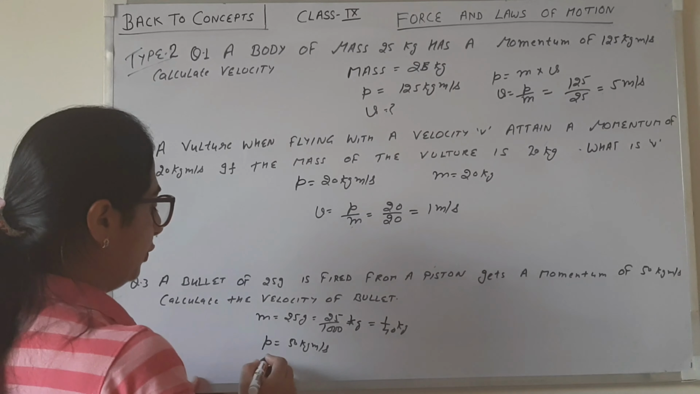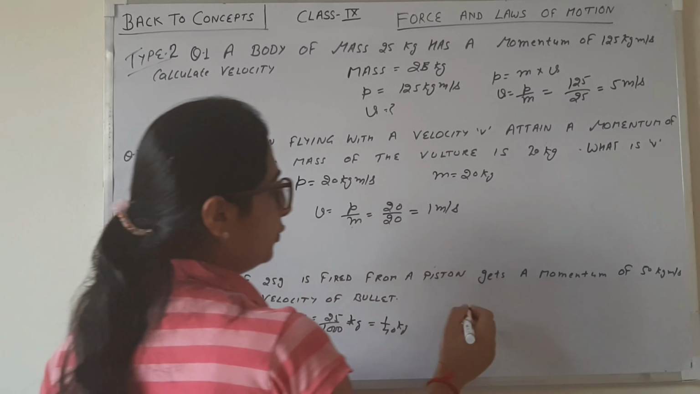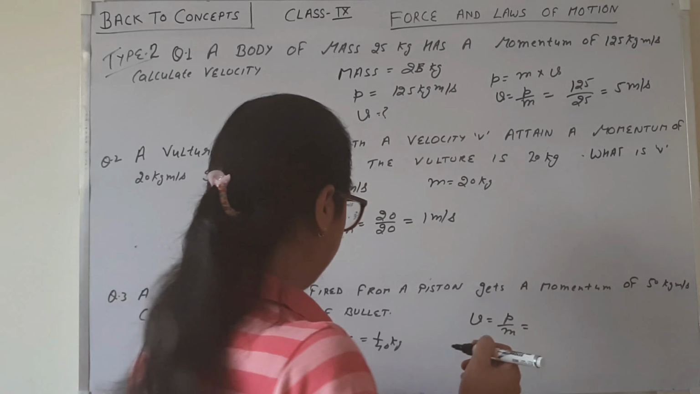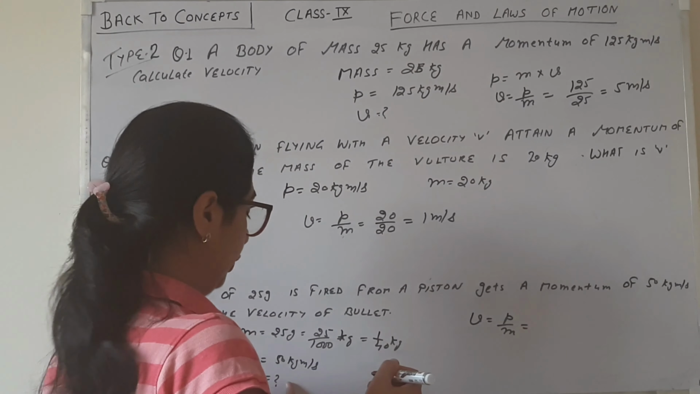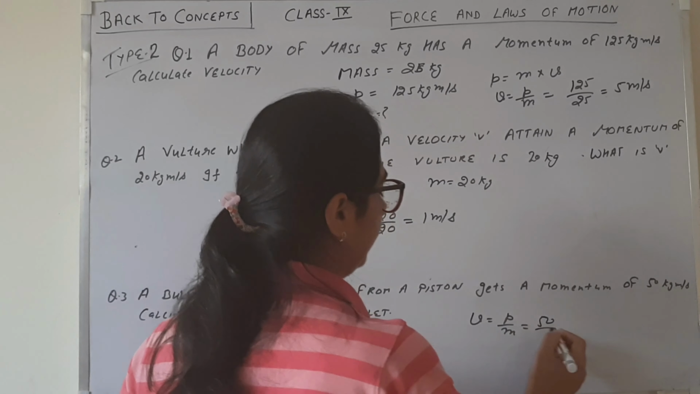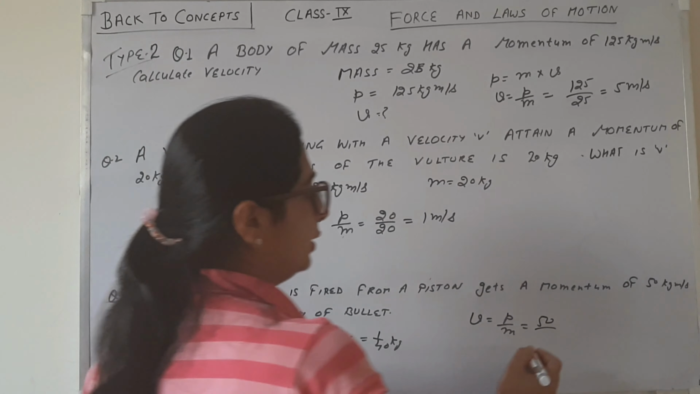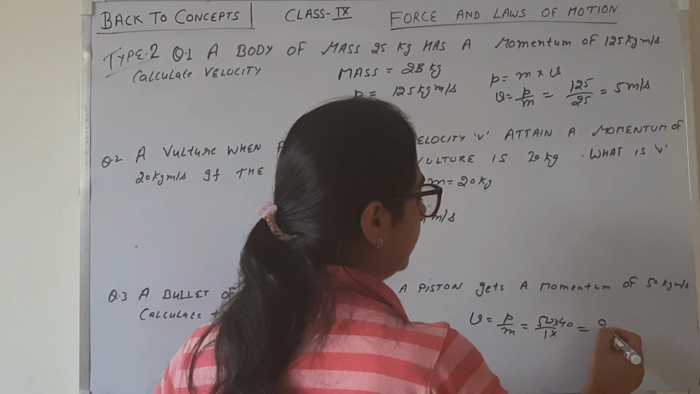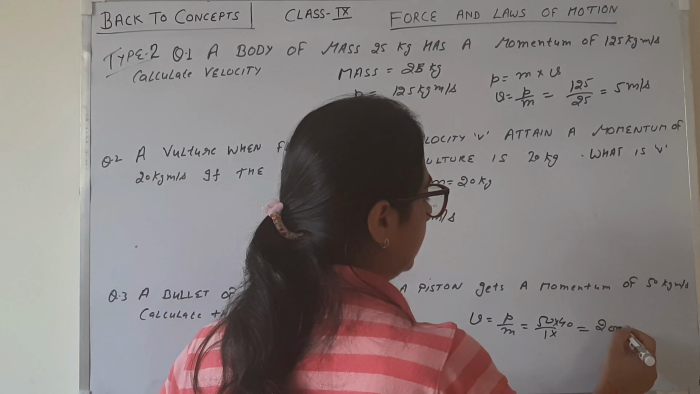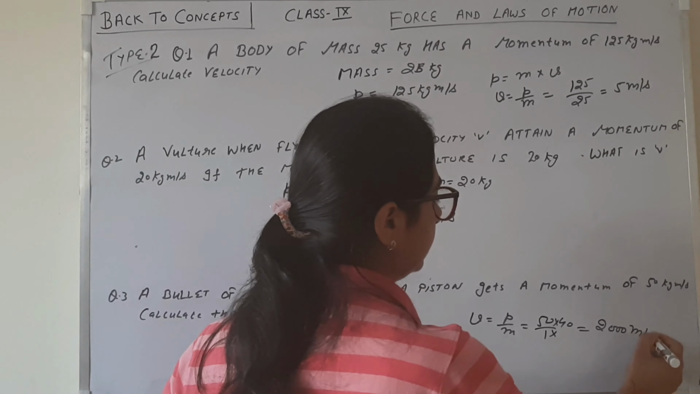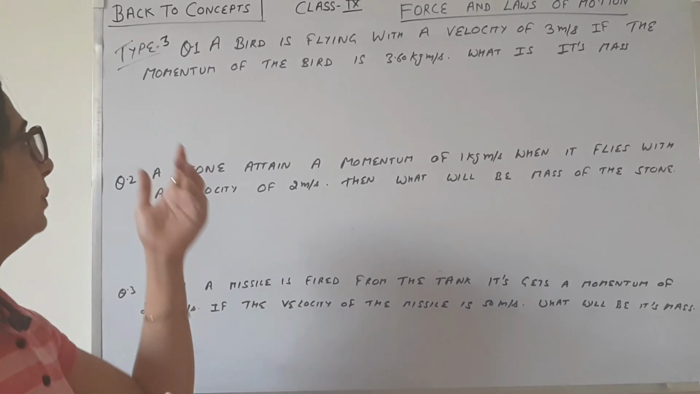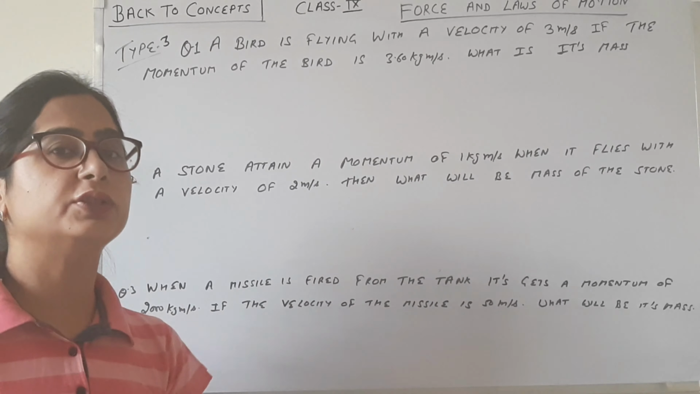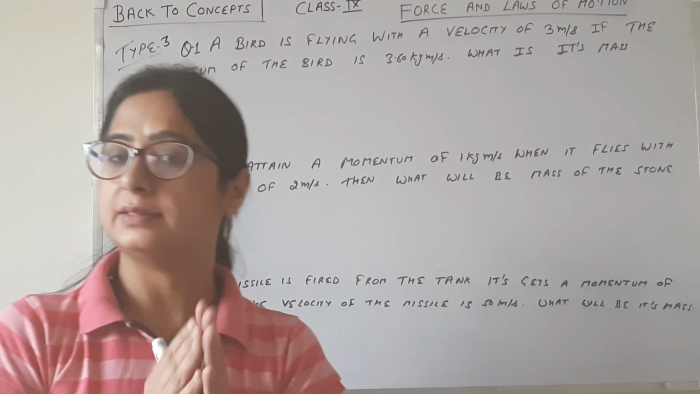Calculate the velocity of a bullet, we have to find. So we know that velocity is equal to momentum upon mass. What's the momentum here? That is equal to 50 kilogram meter per second. And what's the mass here? 1 by 40. So if we multiply by 40 here, the velocity becomes 2000 meter per second. This is the type number 3, in which you are given a momentum and a velocity and you have to find the mass.